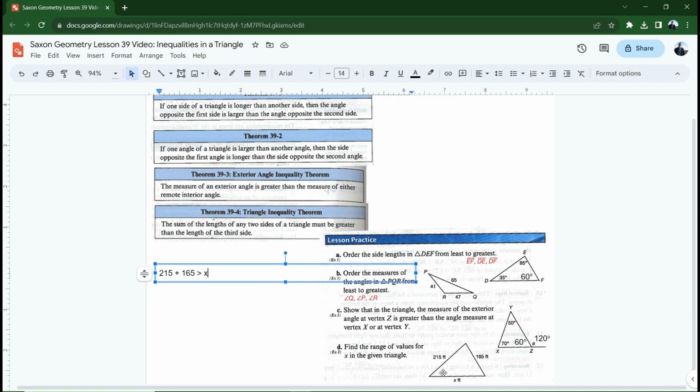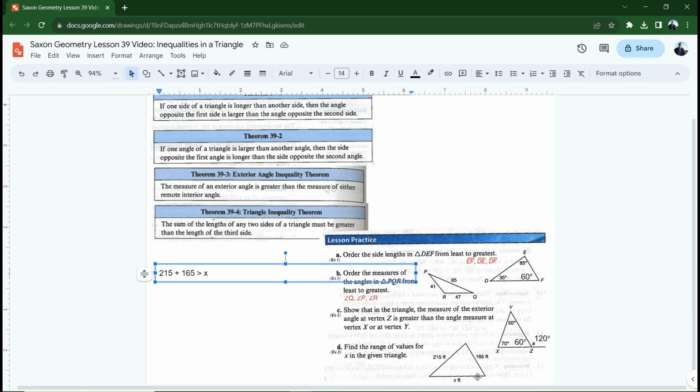Now, one of the things that Saxon does is where they have numbered sides, they always draw the numbered sides to scale. So this 47 is going to be a little bit longer in the drawing than this 41 is. And that's the same thing here too. 215 and 165 are to scale. But they just had to make a length that was X.